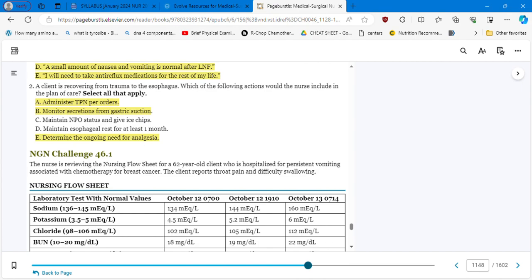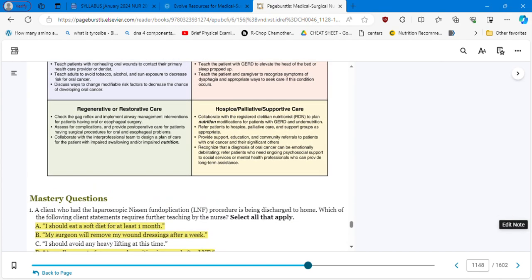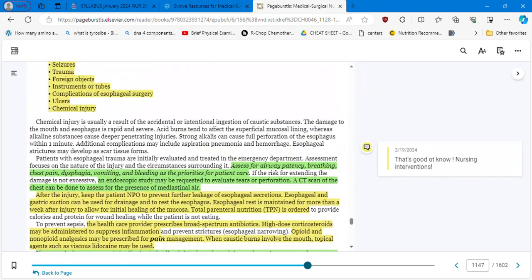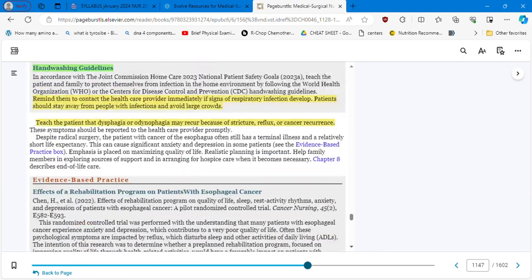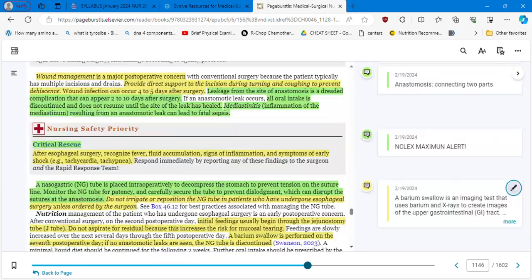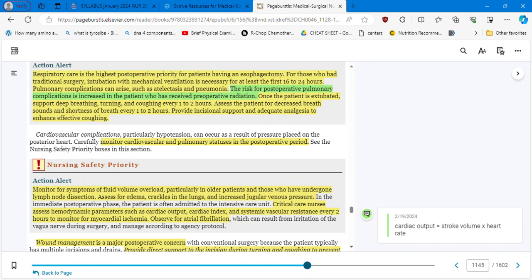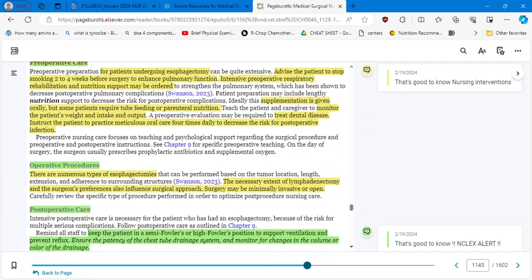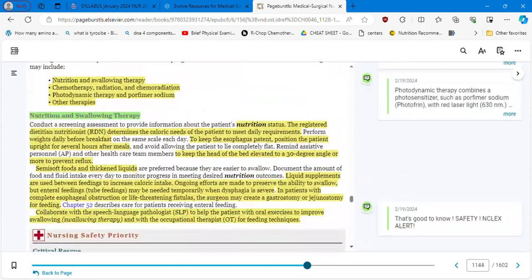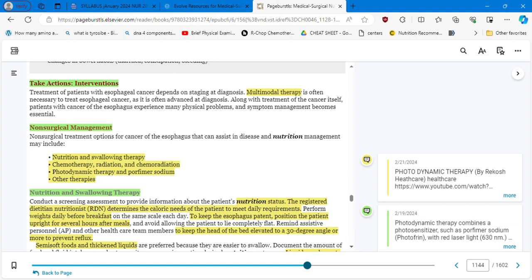All these answers are in the student resources of your electronic version. You just select the chapter and you can see the answer key that includes the NCLEX and also the mastery questions. So it was a pleasure to complete this chapter, Concepts of Care for Patients with Oral Cavity and Esophageal Disorders.